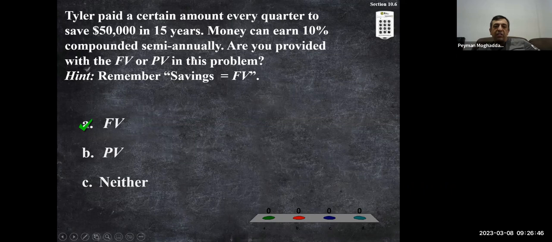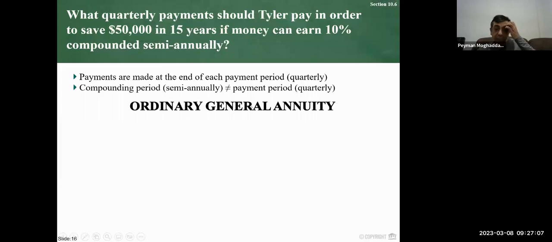And the interest rate is semi-annual, so it's every 6 months. So the interest rate compounding period is every 6 months, but his payment is every 3 months. So it's going to be a general, ordinary annuity, an ordinary general annuity, right? So that's going to be the type of annuity we're looking at. Okay. So ordinary general annuity for this guy, as we discussed.